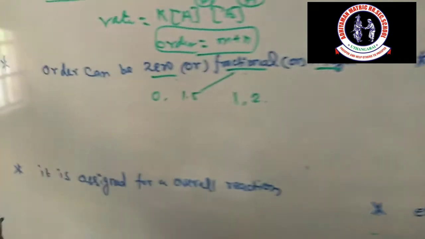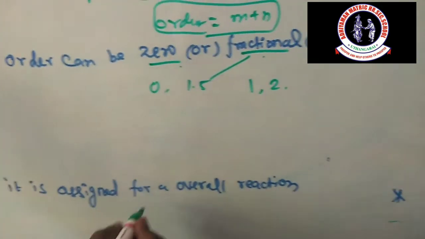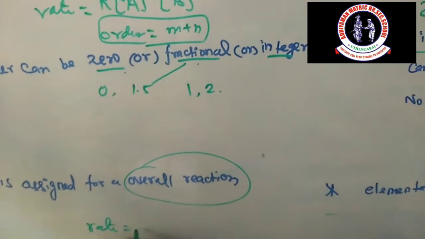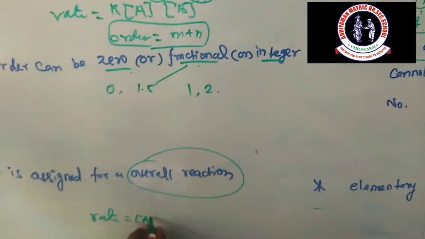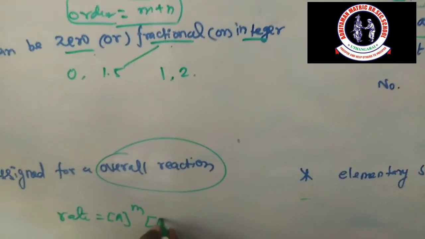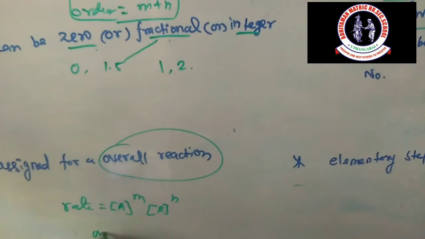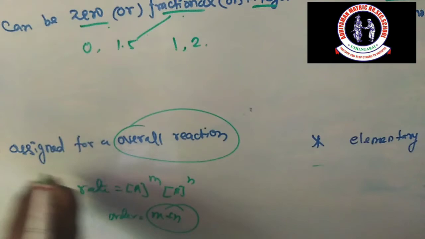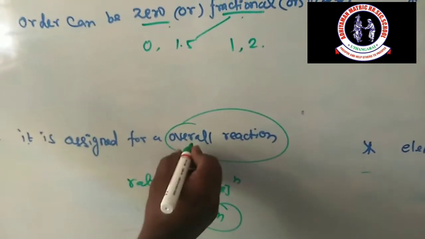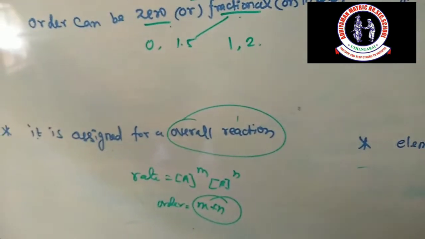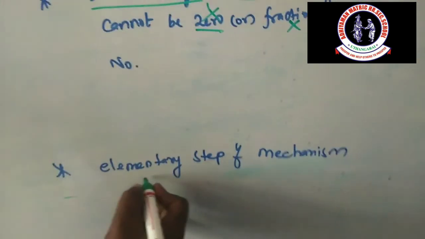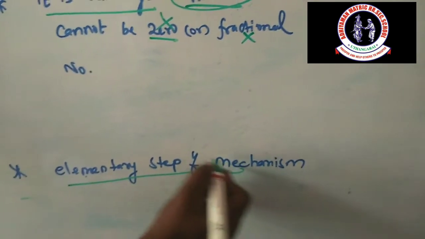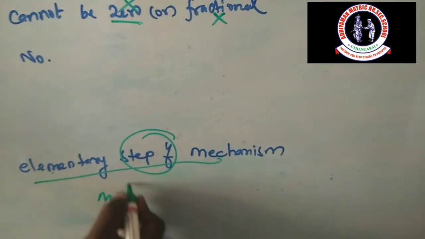Next one, the order is assigned for the overall reaction. We already know that rate of reaction is equal to K into A power M into B power N, and order is equal to M plus N. So order is assigned for the overall reaction. But molecularity is measured by the elementary steps of the mechanism.